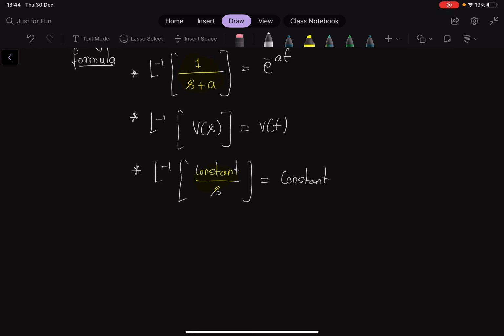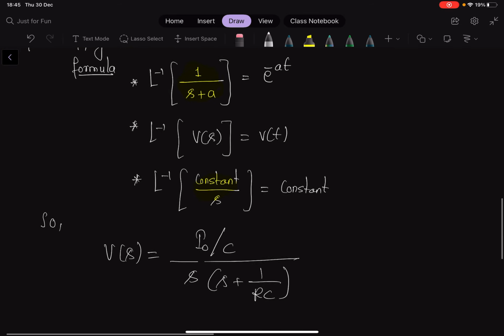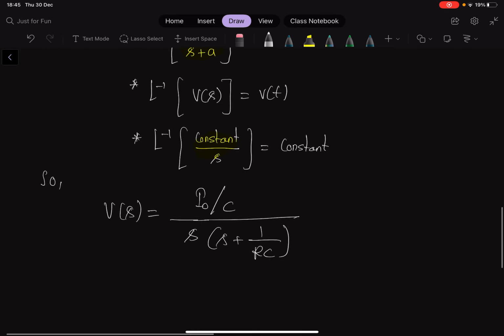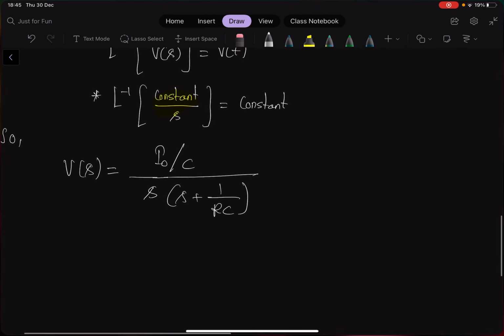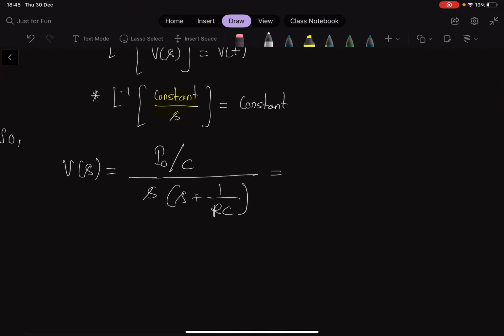So what do we have here? The equation here is Vs equals I naught over C divided by s plus 1 over RC. That's the equation we have. The idea here is to separate this into two parts: I'm going to say A on top with s, plus B, which is going to be s plus 1 over RC.